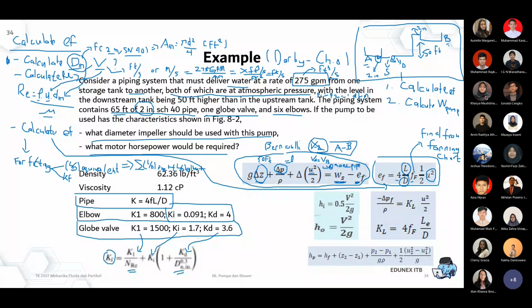The L per D can be calculated using this conversion. You know your K, and then you know your F, then L per D equivalent can be calculated. That's the KF. Same thing.